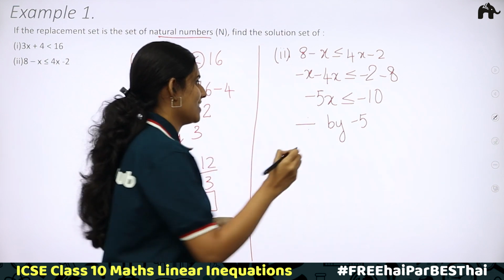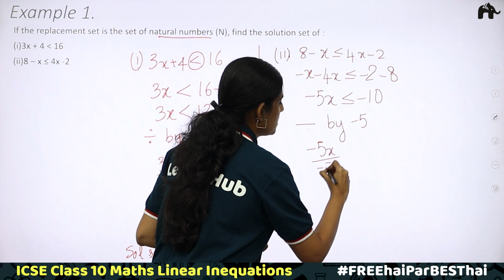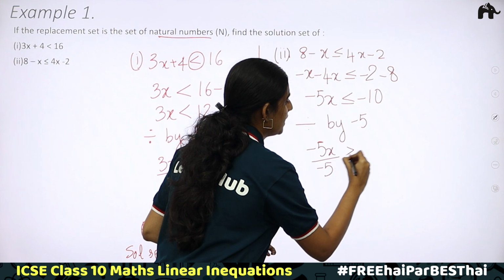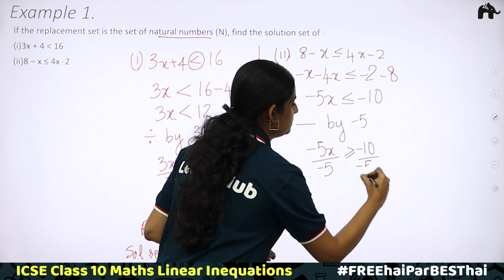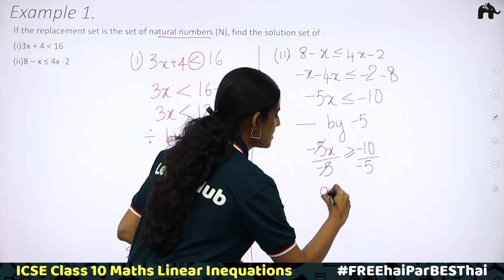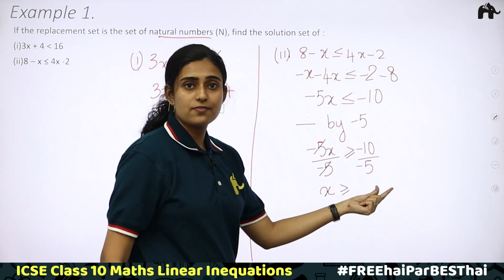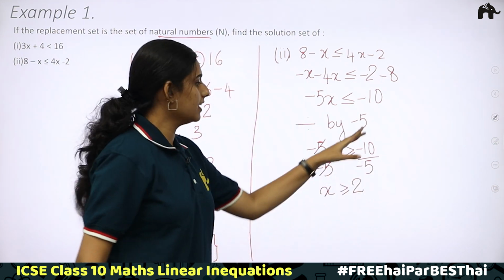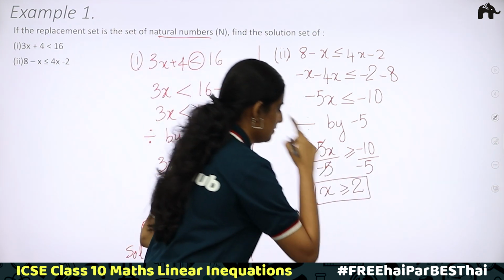Remember? Yes. Dividing minus 5x divided by minus 5, less than or equal to should become greater than or equal to, minus 10 divided by minus 5. Okay. Now we can cancel this. We have x greater than or equal to minus 10 by minus 5, which is plus 2. Both the negative signs get cancelled. 10 by 5 is 2. Now this is our condition for x.